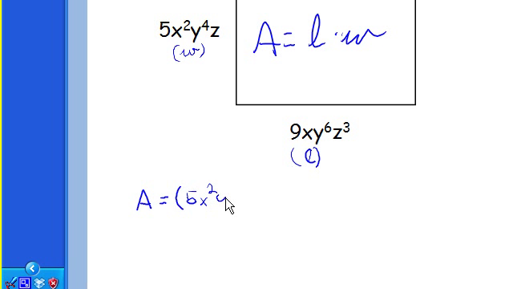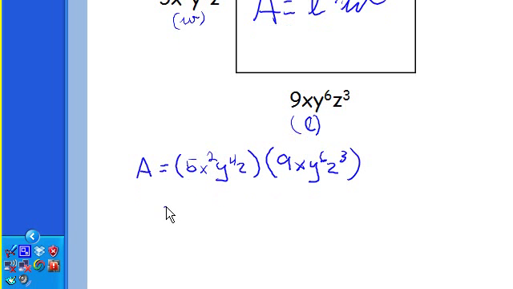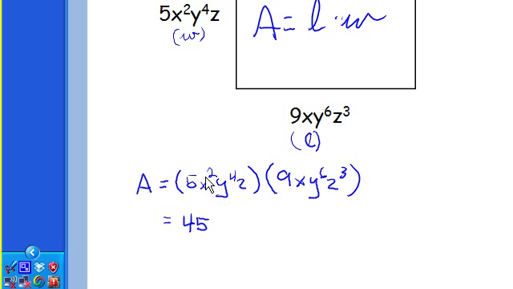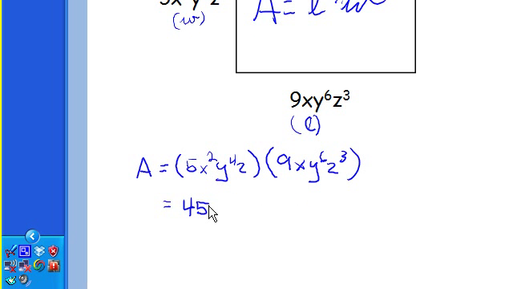5x squared y to the 4th z times 9xy 6z cubed. Very good, very good. Let's multiply these. What's 5 times 9? 45, they all say. What's x squared times x?